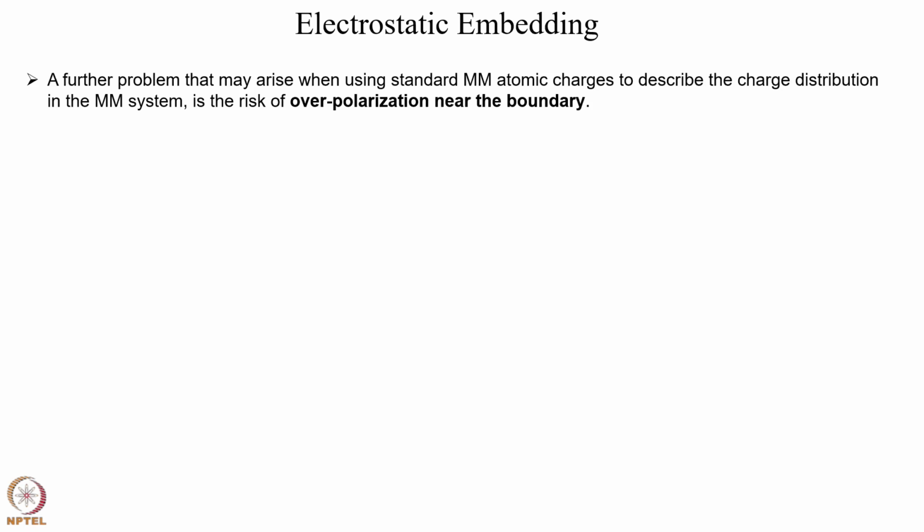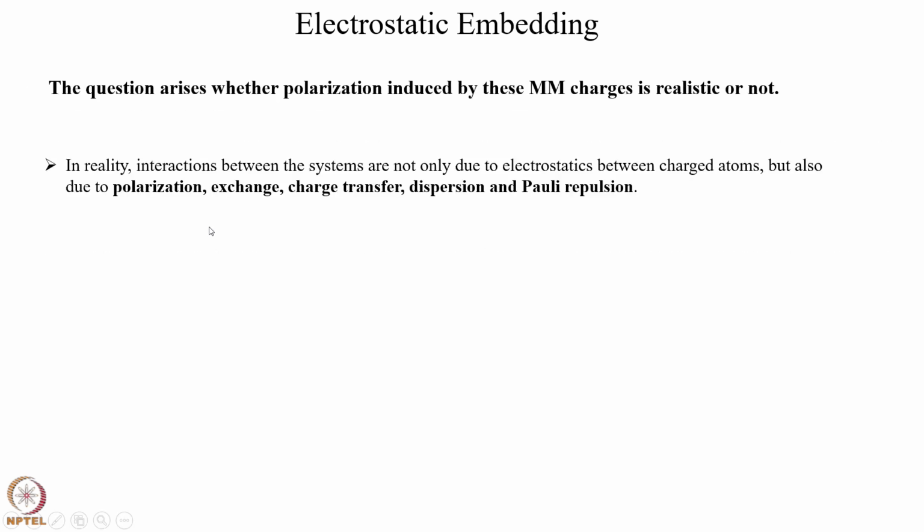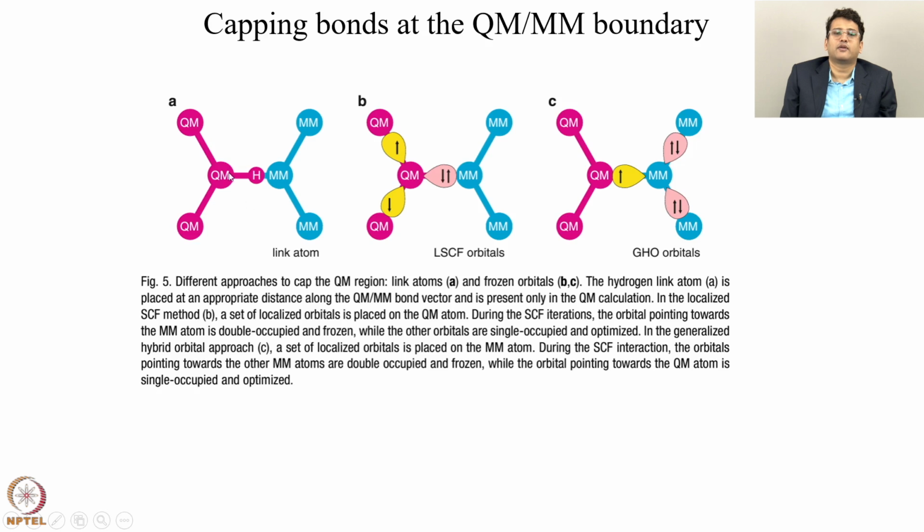The other problem is that the standard atomic charges, due to the charge distribution, carry the risk of overpolarization near the boundary. If I quickly go back to the picture of the link atom, so just think of this QM. In the electrostatic embedding scheme, what will happen is that this will have its point charges, so this will polarize, but now in the case of the link atom method, I am also putting a hydrogen atom. So, this charge will also polarize the QM.